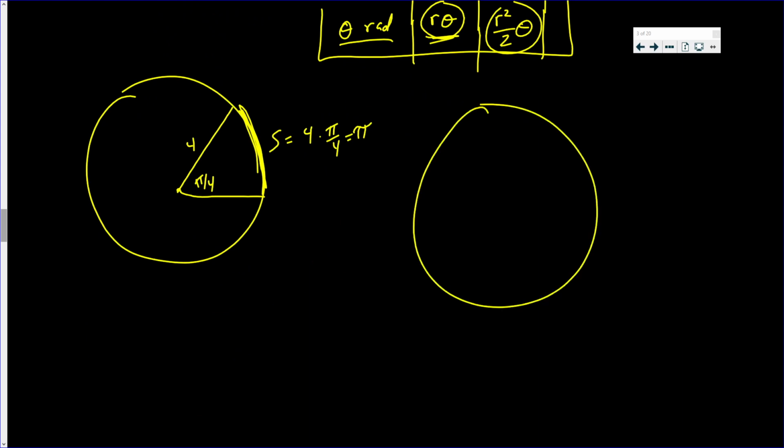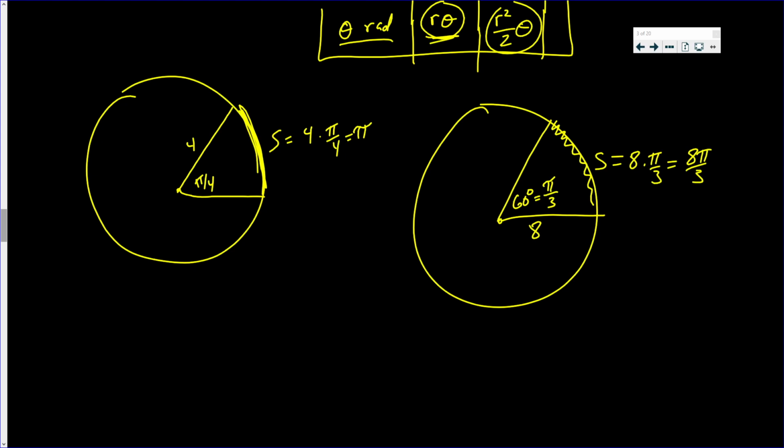Now everything has to be in radians. If I tell you that this is 60 degrees and this is 8, you need to say, well, 60 degrees is 180 divided by 3. So now this arc length is r times theta, which is 8 pi over 3 units.